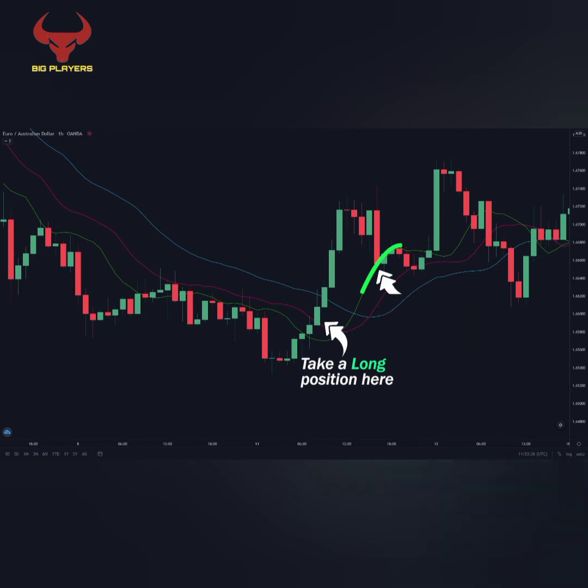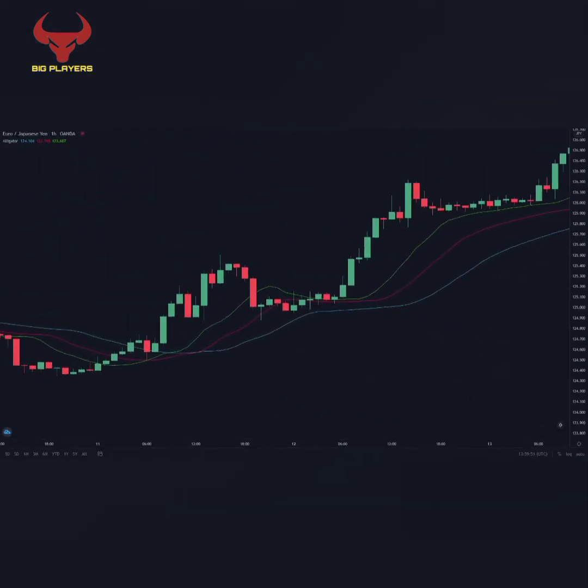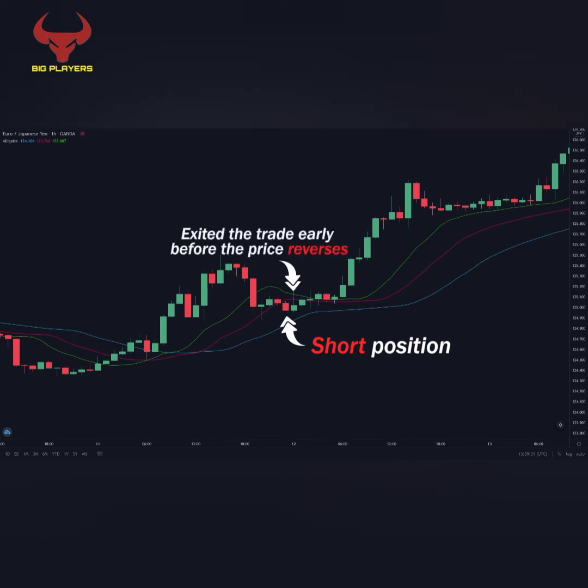So let me give you an example here. As you can see in this chart, the green line is above the other two lines, and the candle closes below the purple middle line. That means it's a short signal, so you need to take a short position. But unfortunately, the price reverses instead of continuing. But luckily for us, because of our exit signal, we would have exited the trade here because our stop loss is at the green candle.